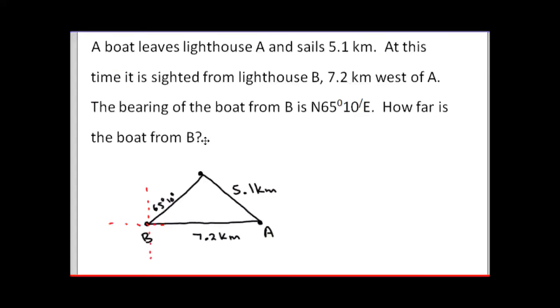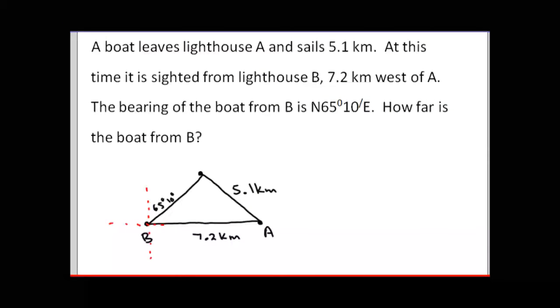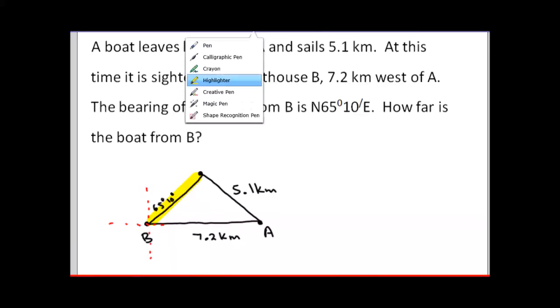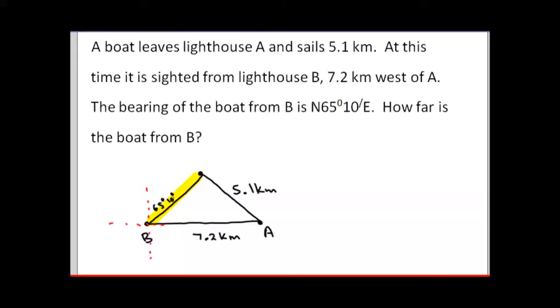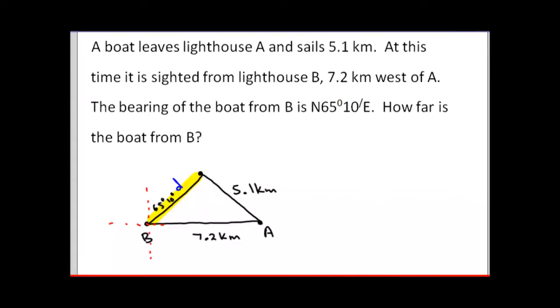So how far is the boat from B? We want to find this distance right here. Maybe I'll highlight it here. This is what we're wanting to find: how far is the boat from Lighthouse B? So let's call this D. That would be our distance. That's what we want to find.